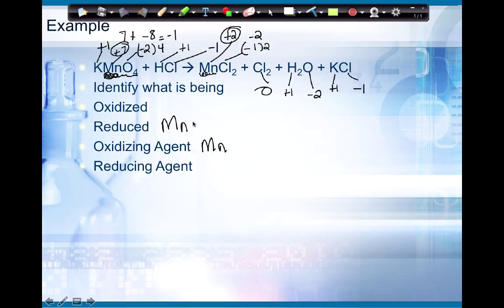All right, so now let's see what's being oxidized. Okay, so chlorine also changed. It went from a -1 here to a 0 in this case. So the number went up. It went from a -1 to a 0, so the oxidation number increased here. So chlorine is oxidized, and since it is oxidized, it is the reducing agent.